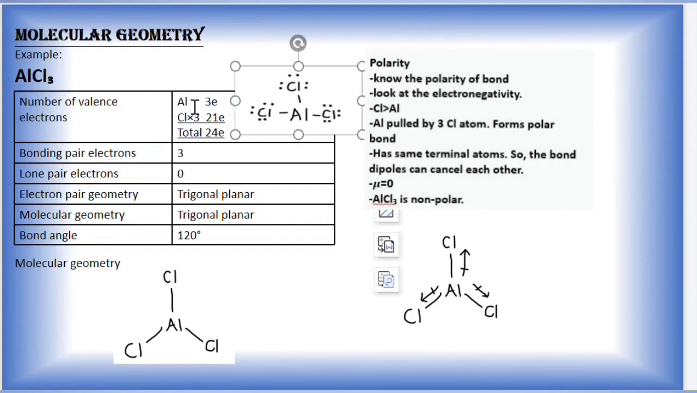Here you can see that around Al there are 3 bonding pair electrons, which are 1, 2, and also 3. While the lone pair electrons is 0, because there are no lone pair electrons around the Al atom. The electron pair geometry is trigonal planar, so the molecular geometry is also trigonal planar. So the bond angle is 120 degrees. This is the molecular geometry of AlCl3, that is trigonal planar.